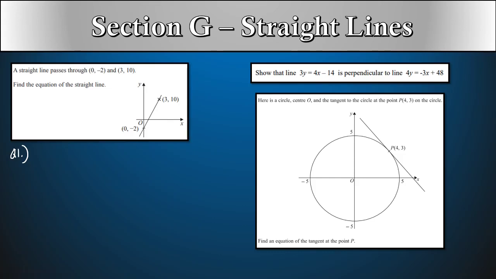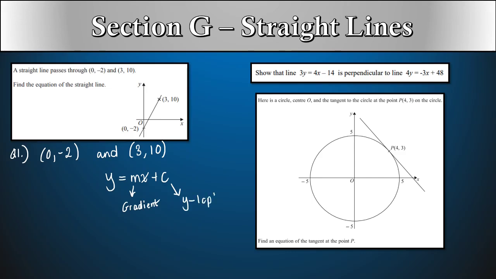We've got 2 coordinates. We've got 0, minus 2, and we have 3, 10. Okay. What I want to do here first is work out the gradient. So remember, we're looking for something of this form: y equals mx plus c. Remember, m corresponds to the gradient, and c corresponds to the y-intercept.